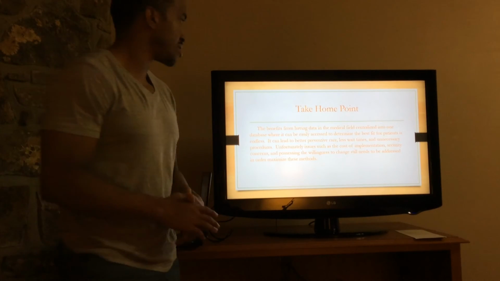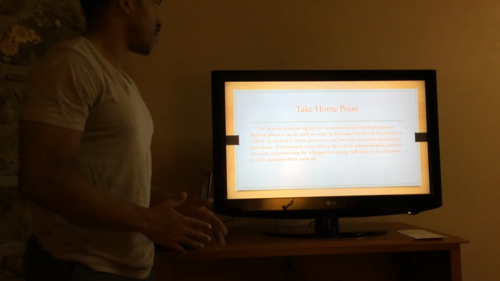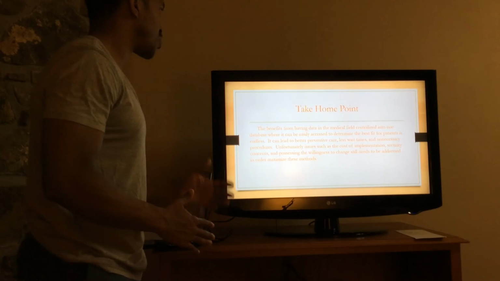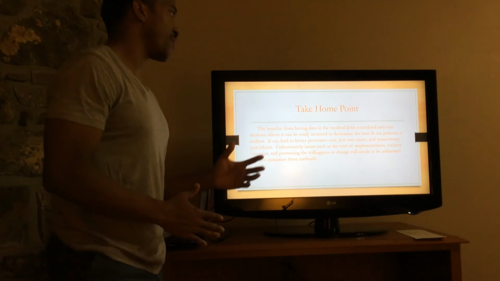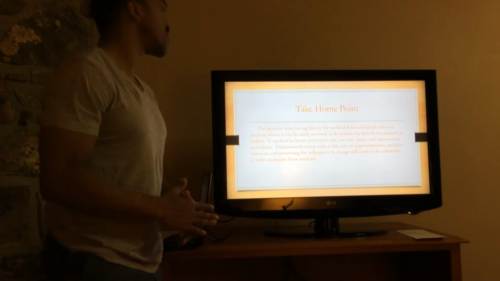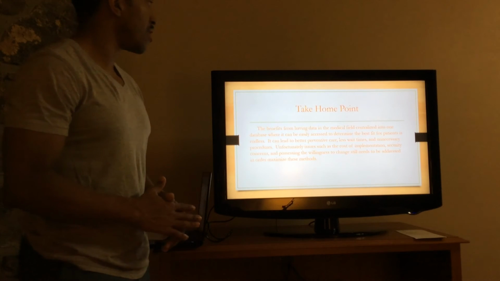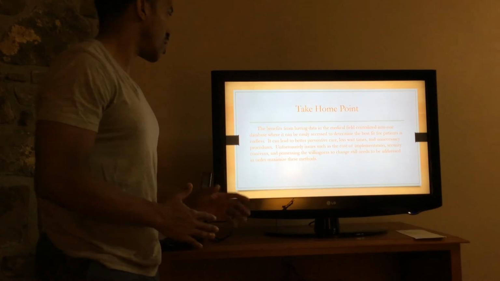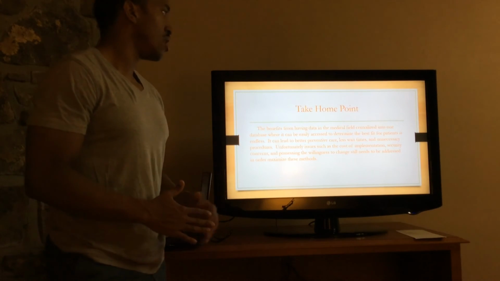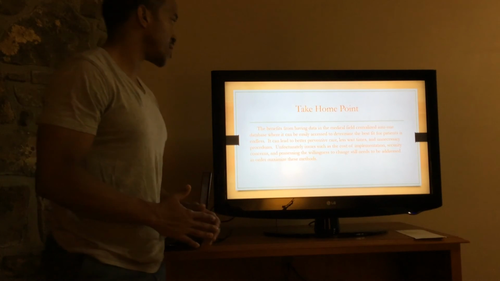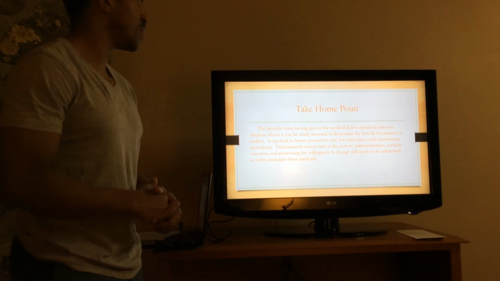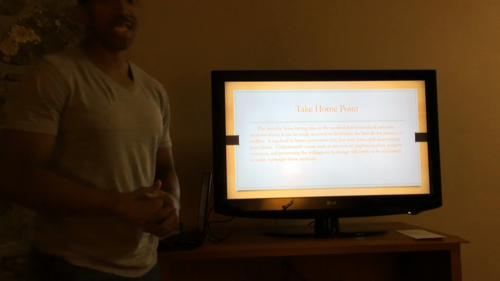And the final take-home points. The benefits from having data in the medical field centralized into one database where it can be easily accessed to determine the best fit for patients is endless. It can lead to better preventive care, less wait times, and fewer unnecessary procedures. Unfortunately, issues such as the cost of implementation, security concerns, and possessing the willingness to change still need to be addressed in order to maximize these methods.